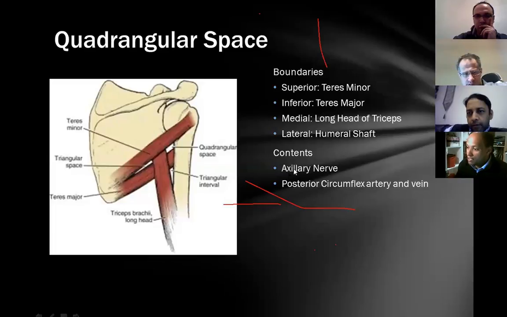The contents are the axillary nerve and posterior circumflex artery and vein. This again is important, particularly if you're doing a posterior approach. So this is where the temptation is. You've seen what looks like teres minor, and you've gone in for it, and you've made your interval there rather than there. Okay, so that's when that nerve can get injured.